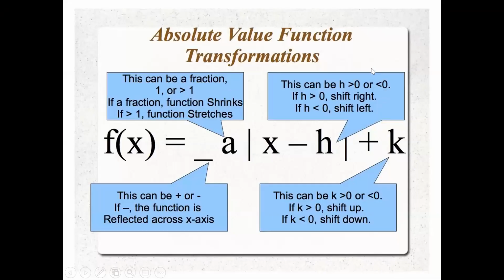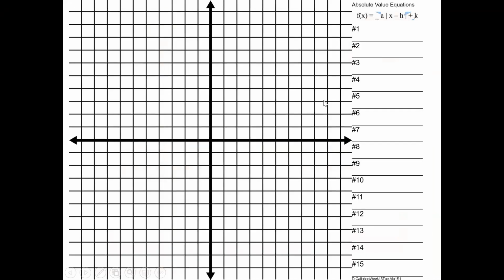Okay, so first things first, you will need to have this piece of paper in front of you. If you do not have it, it's not in your guided notes. I'm sorry, but it's not in your guided notes. You're going to go ahead and just draw yourself a grid and write 1 to 15. And we're just going to go ahead and graph a few things, okay?